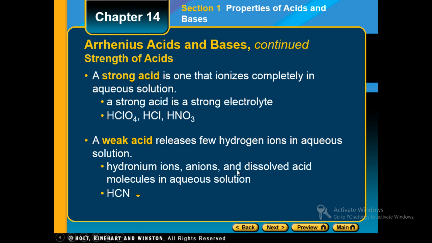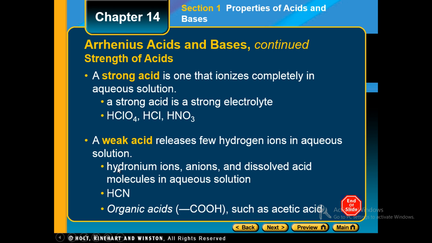Hydronium ions and anions exist together with acid molecules in aqueous solutions, unlike a strong acid, where there are only ions. Another example of weak acids is the organic acids, which end with COOH, like acetic acid, which has the formula CH3COOH.